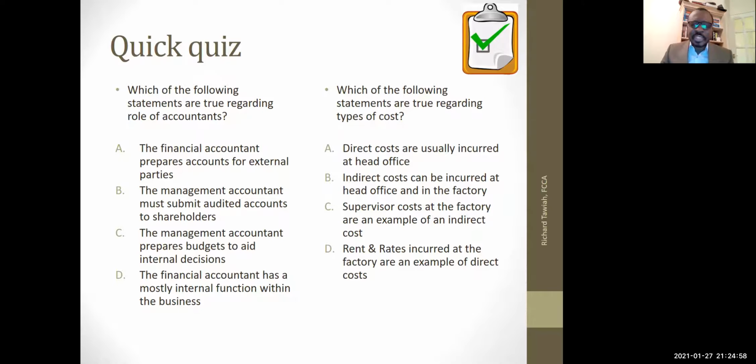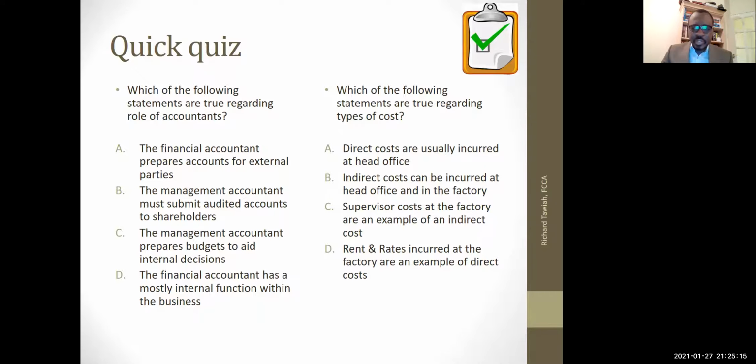Which of the following statements are true regarding types of costs? Direct costs are usually incurred at the head office. Remember, direct costs are attributed to the product. So this is clearly out of the scenario. Indirect costs can be incurred at the head office and in the factory.